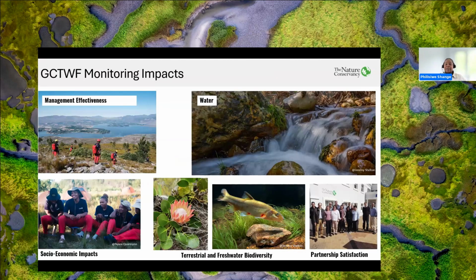So I mentioned that we are working in priority catchment areas, and it's not only TNC that is delivering on those targets that I mentioned. We also have other implementation partners. And lastly, we are conducting terrestrial and freshwater biodiversity monitoring. So today I'll be focusing on freshwater biodiversity monitoring.